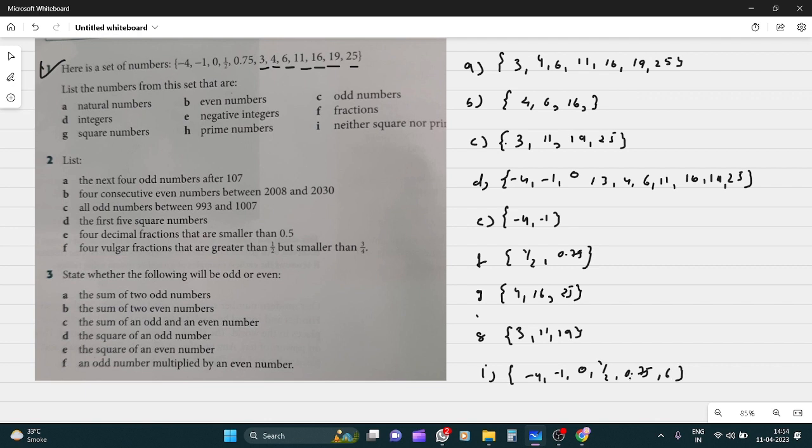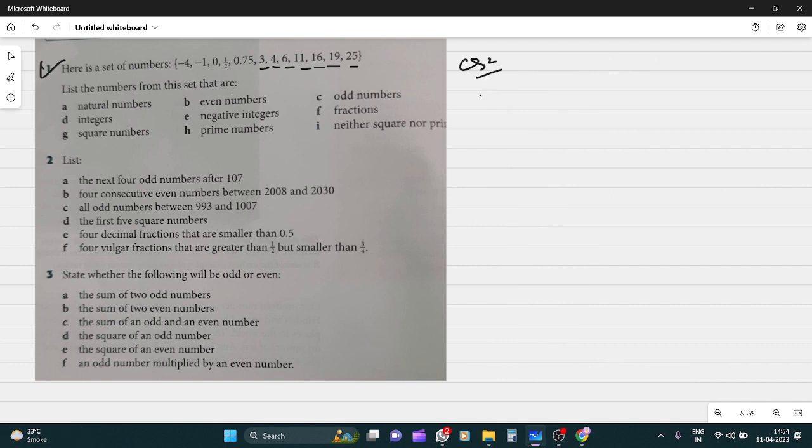Okay. Now question number 2. The next 4 odd numbers after 107. They are 109, 111, 113 and 115. Then 4 consecutive even numbers between these. See, there are many consecutive even numbers between these. Likewise, you can say 2010, 2012. Consecutive means consecutive number means what?